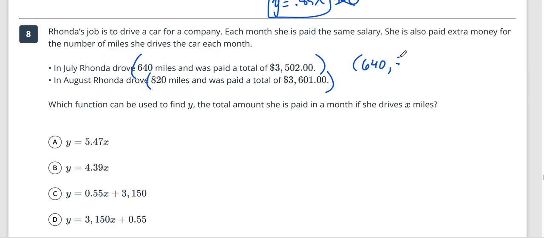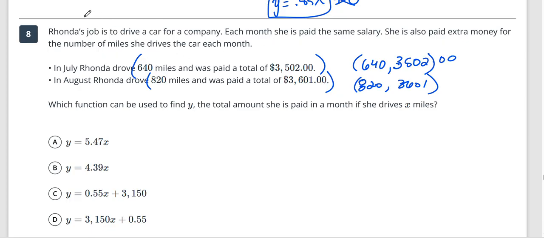The coordinate here would be 640, comma 3502.00. Here would have 820 and 3601. Okay, so that's it. Pretty easy. Not too bad. Remember, which one comes first? You have to drive first, and you get the money.